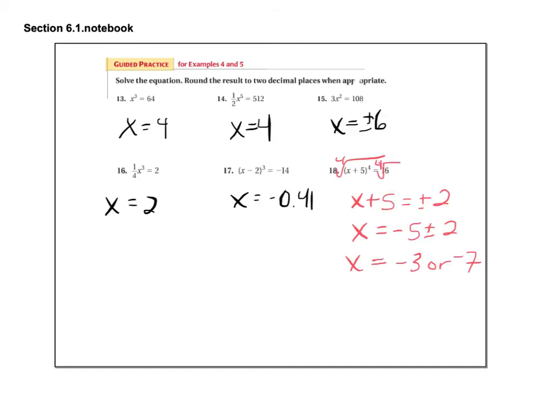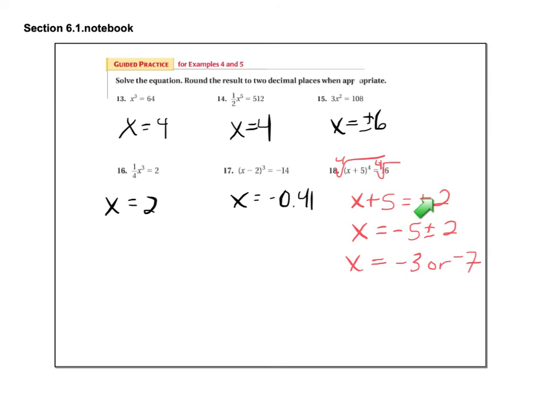All right, here are your answers for 13 through 18. Go ahead and check them, but pay particular attention to number 18 because this is a situation where you're going to have 2 answers, and that's because the 4th root of 16 has 2 roots. It's either a positive or a negative 2.